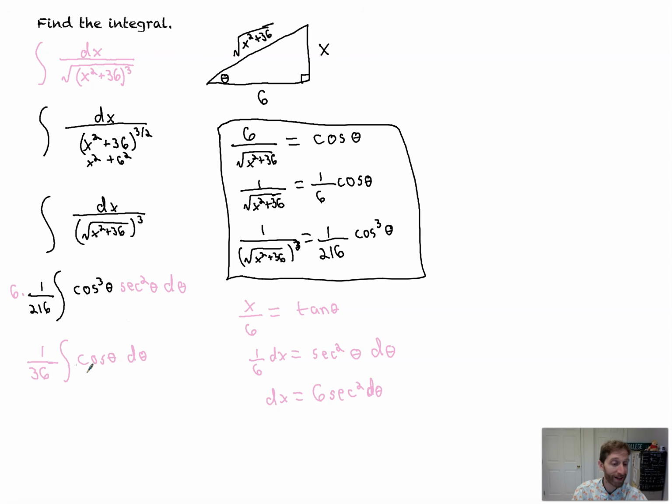That's beautiful, because the integral of that is just sine theta plus c. And so it ends up being relatively easy, but we got to substitute back in terms of x. What's sine theta? That's the opposite over the hypotenuse, which is x over root x squared plus 36. And that is just a gorgeous problem right there, plus c. That's it. That's all we got for that problem there.